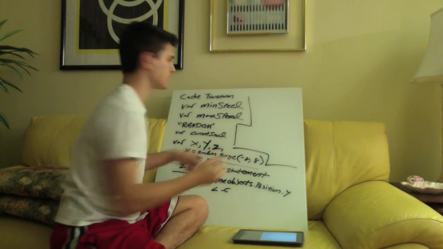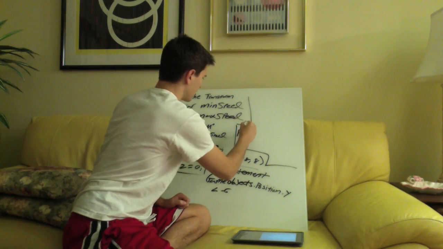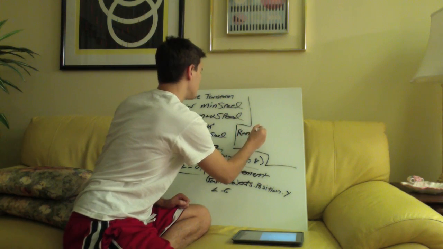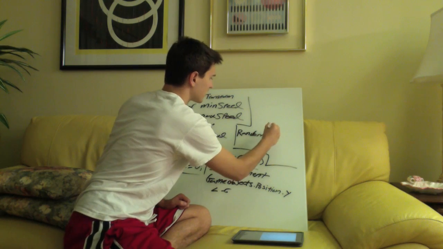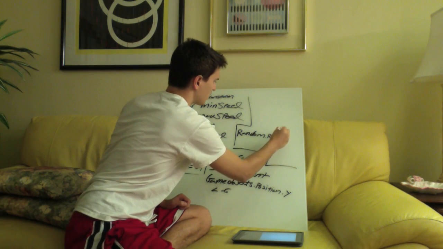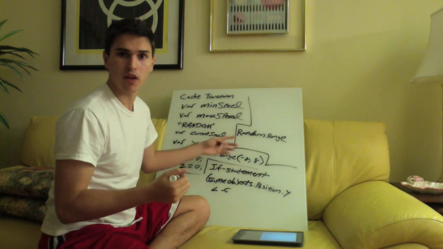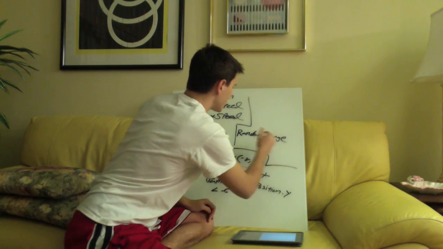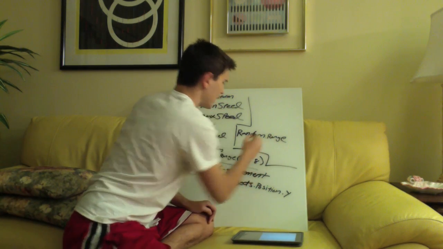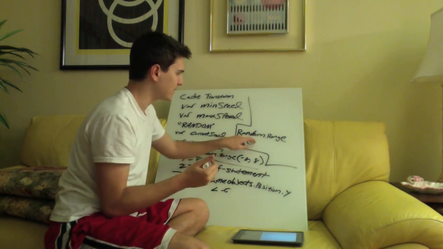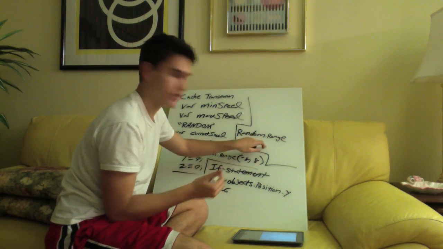Alright, can you guys see? It's going to be this. So we got Random.Range, okay? Random.Range, and then when you open your parentheses, it's going to say a minimum integer and a maximum integer.